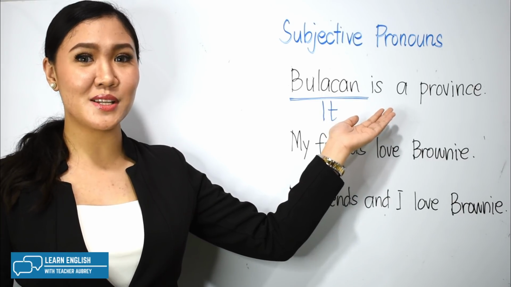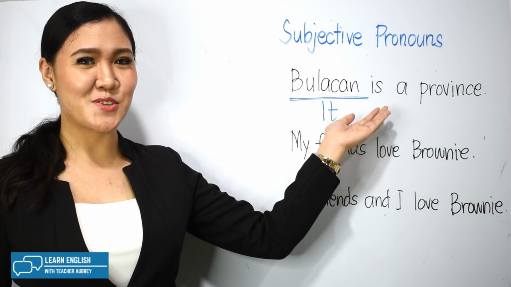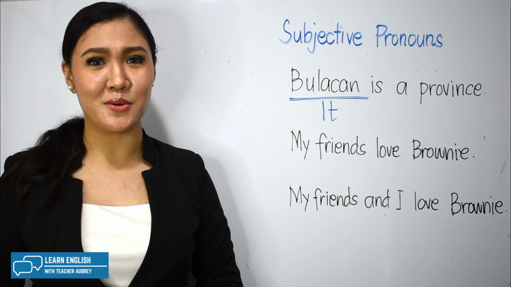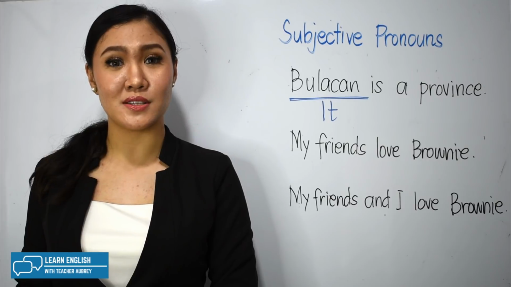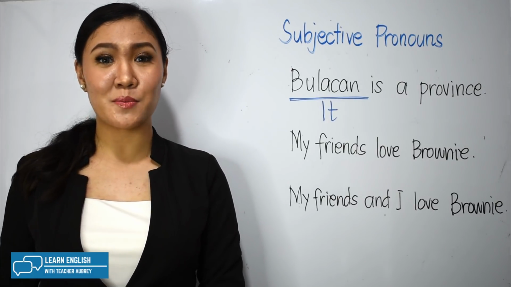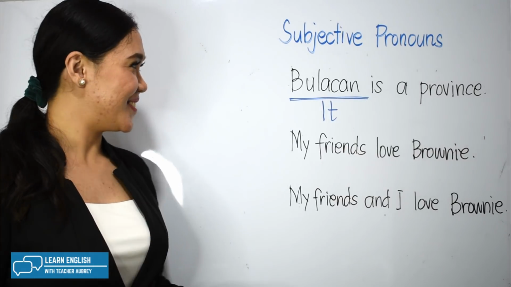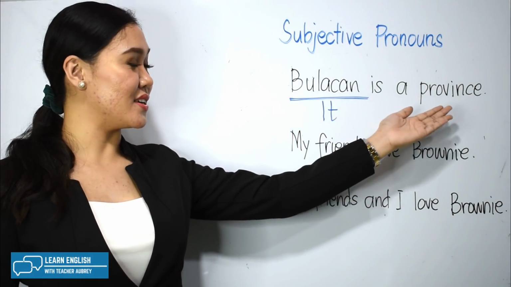Bulacan is a province. This is the place where I live, Bulacan. In what province do you live? Try to share your answers in the comment section below. Write first the name of your province. You may say, Laguna is my province. It is my province. Try it. Once again, Bulacan is a province.